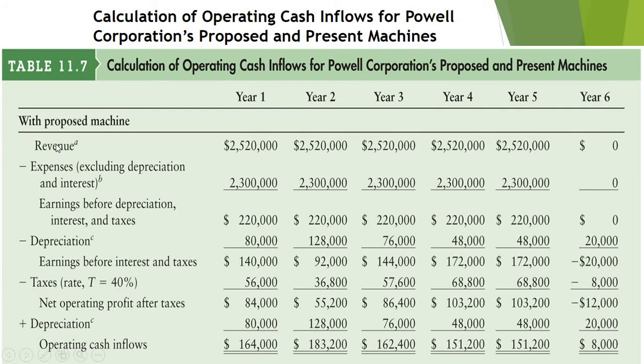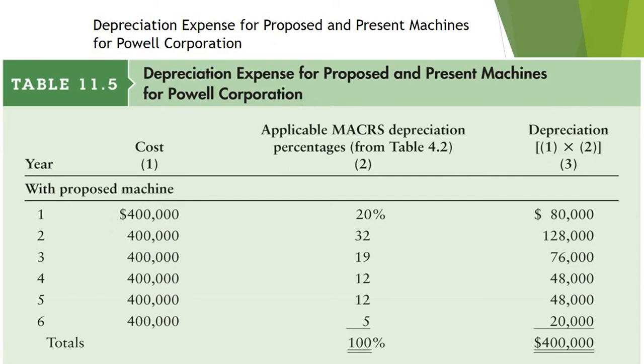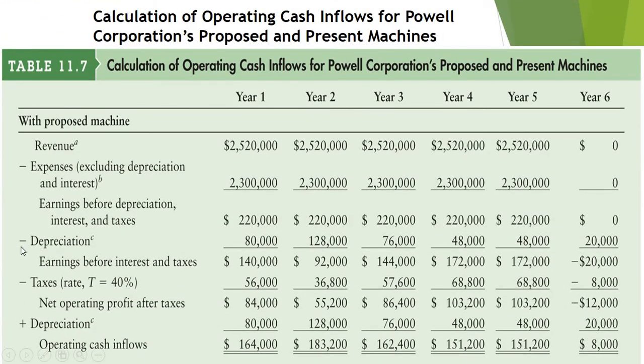If we deduct expenses from revenue, we'll get earnings before depreciation, interest and taxes for the proposed machine, and then we'll deduct depreciation. We have previously calculated depreciation of Powell Corporation's proposed machine for 6 years. So here is the deduction of depreciation from earnings before depreciation, interest and taxes over the next 6 years. If you look here, we are calculating operating cash inflows for the 6th year.